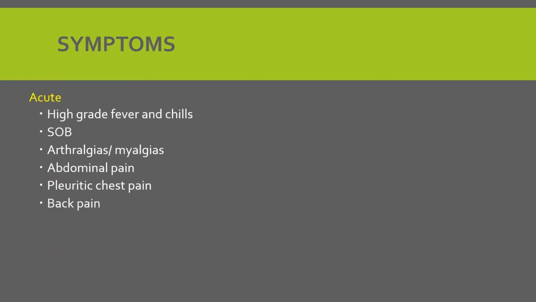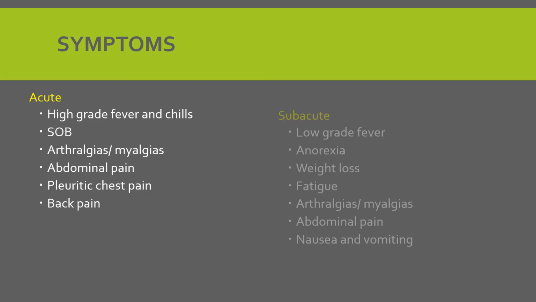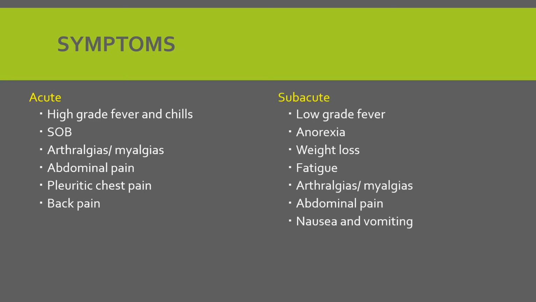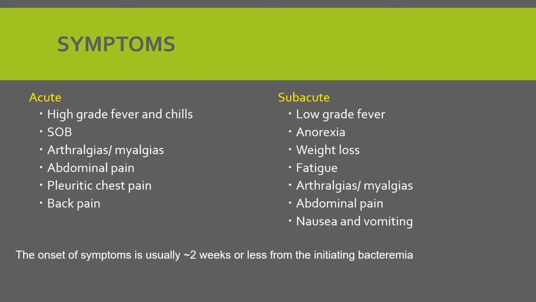Regarding symptoms, there is acute and subacute infective endocarditis, and even though symptoms overlap, acute infective endocarditis causes rapid onset of high-grade fever and chills, shortness of breath, arthralgia, myalgia, abdominal pain, pleuritic chest pain, back pain, and the like. Whereas subacute infective endocarditis causes low-grade fever, anorexia, weight loss, fatigue, abdominal pain, nausea, and vomiting. And the onset of symptoms is usually 2 weeks or less from the initiating bacteremia.